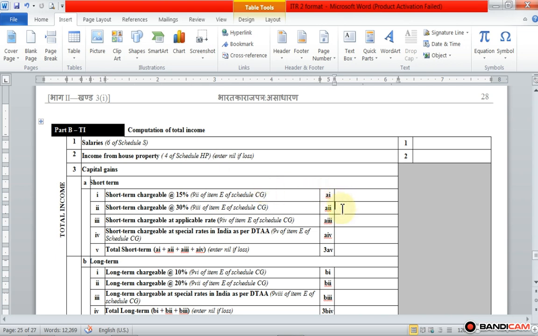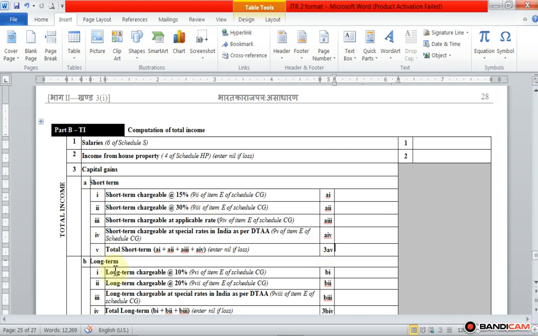The next figure is 30% tax on short term capital gain, that is 9(3) of item E of Schedule CG. Then short term capital gain chargeable at applicable rate, 9(4) column, which we computed in Schedule CG. So we already found the 9(4) column, so only put this figure in this column, at applicable rate. Then we make a total of short-term capital gain in 3A5.